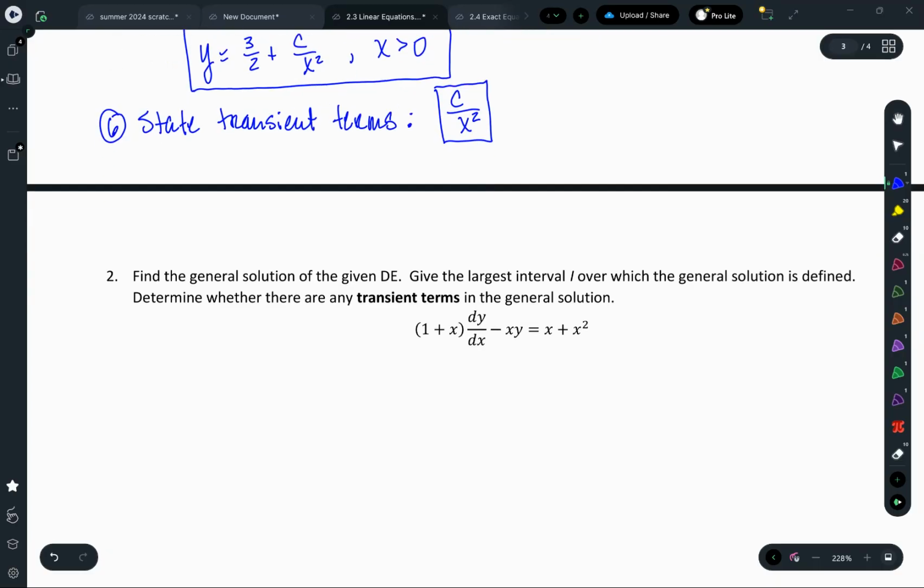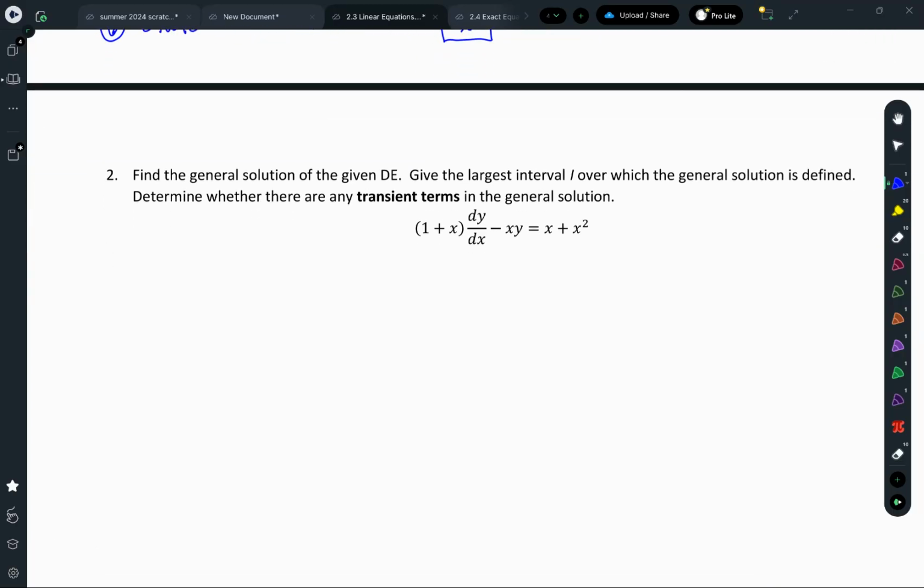Let's look to see what happens in question 2. So I've tried to give us a selection of problems that bring up some of the common difficulties that show up. In this one, again, same exact directions. Find the general solution, give the largest interval of definition, and determine any transient terms. All right, so first step is to get into standard form.